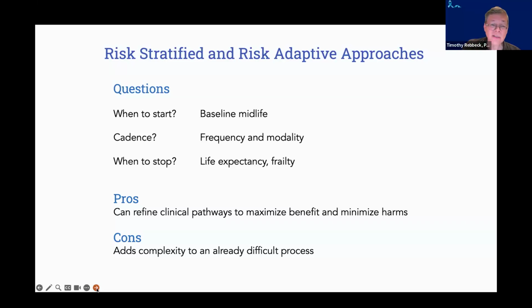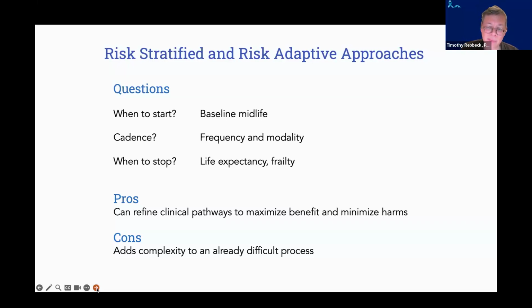So as you can imagine, there are pros and cons to the complexity that I've just presented to you. We can refine the clinical pathways to maximize benefit and minimize harms, like the NCCN guidelines are starting to do. But the cons are that this adds complexity to an already difficult process. If you can master the NCCN guidelines and all the other changes that are coming along, and think about how to speak to your patient about these complex decisions, and baseline PSAs and your risk factors and things like that, that adds a lot of complexity.